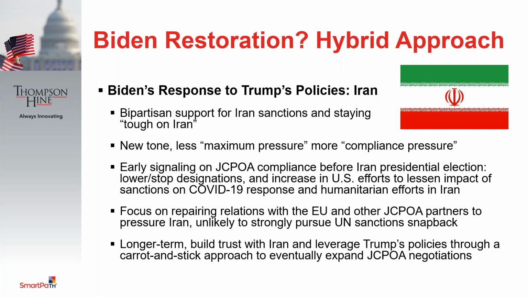Building trust with Iran and leveraging Trump's policies will probably keep going in the medium to longer term and move towards a carrot and stick approach rather than a stick and stick and stick approach, with the goal of eventually expanding JCPOA negotiations to make the deal more permanent or to include other issues that many in the region and in Congress think were left out of that original deal. Next slide.